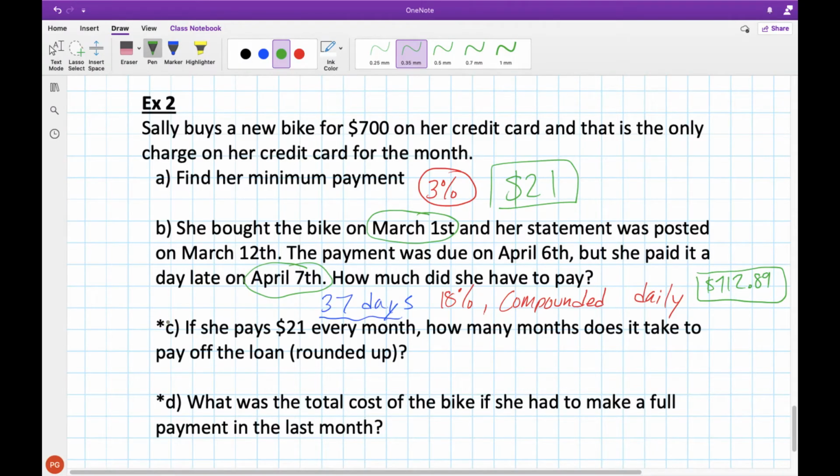Now I've put a star next to part C and part D. The book has a few questions like this. These questions are a little bit more difficult to do, and we'll see why in a second. I'm going to show you how to do these types of questions, but I will never ask you these as anything other than a bonus question.